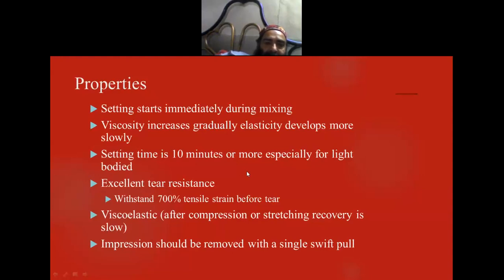Setting time is 10 minutes or more, especially for light bodies, because light bodied materials have no fillers, so there is more material to react with each other. So it will take more time. Excellent tear resistance. It can withstand 700% tensile strain before tear.